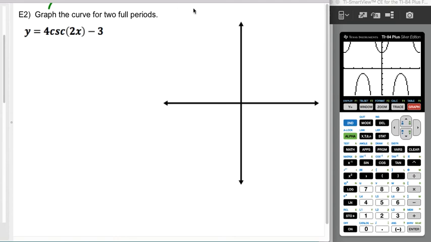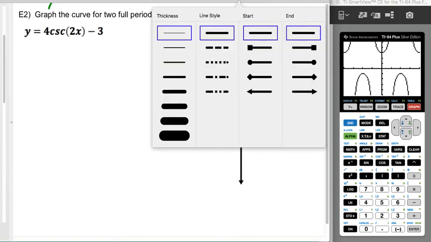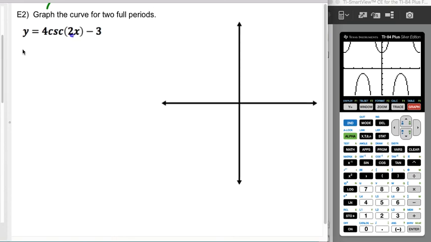So there's some more changes here, right? This time we're looking at a change where we also have a period change. The thing I'm going to graph as a dotted line is 4 sine of the quantity 2x minus 3.